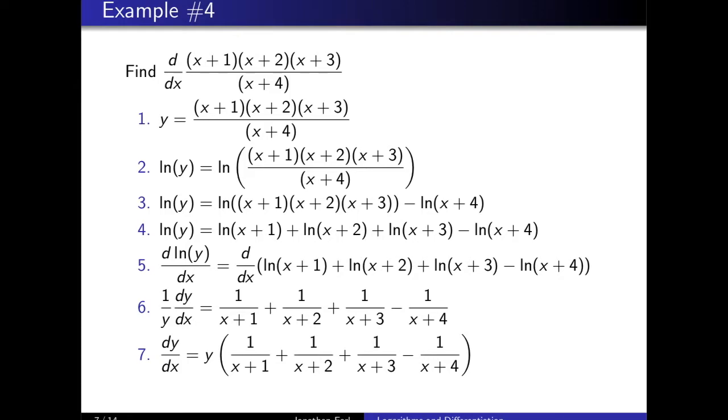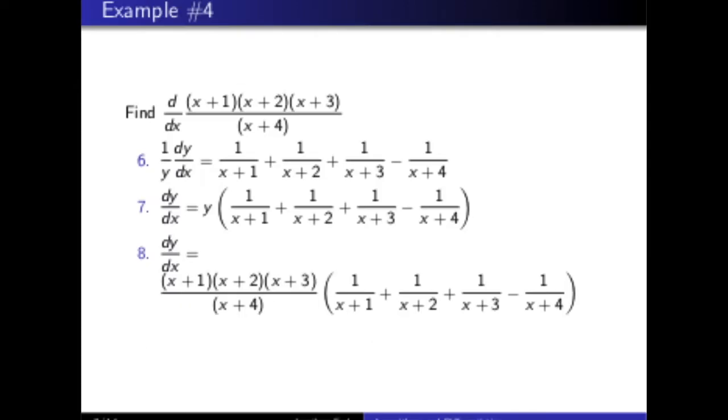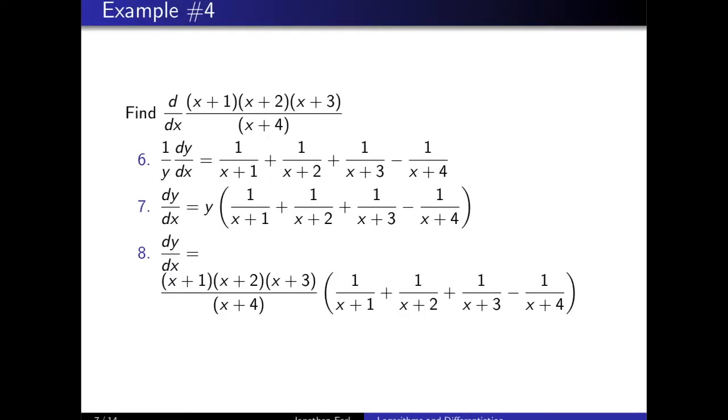is equal to y times our 1 over x plus 1 plus 1 over x plus 2 and so on. And then as we'd said last time, it's good form to go and put back the original expression for y. So we'll get our dy by dx given here with this 8th line. Kind of a long expression, but that's what we'd wind up with for a derivative. And if you're really, really interested, you could go through and do the same problem again using product rule, quotient rule, whatever. You'd get the same answer, but I think you would do a lot more work, and it would be less straightforward.